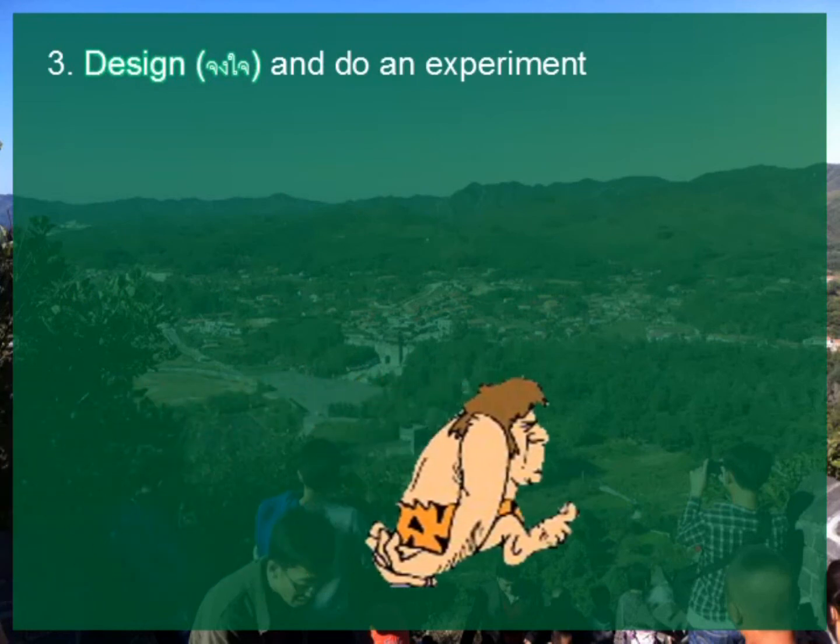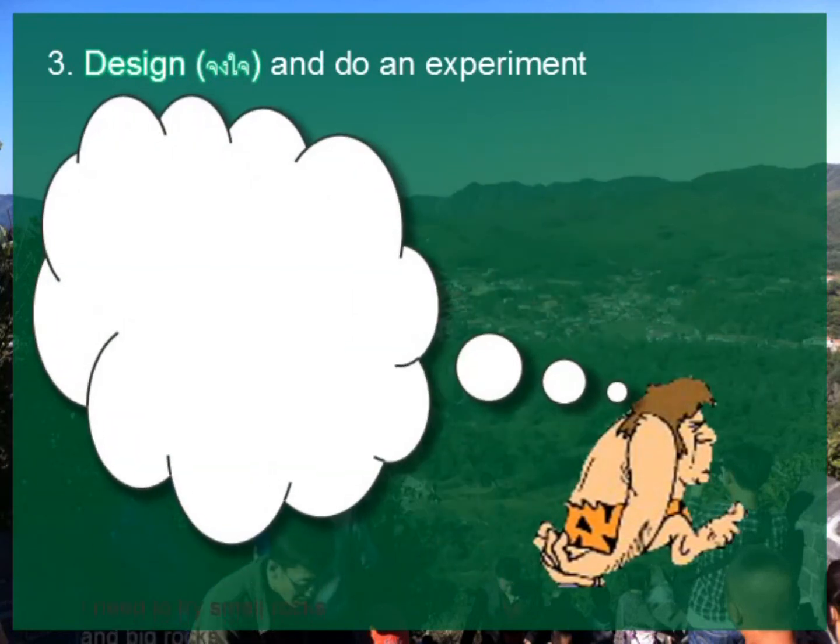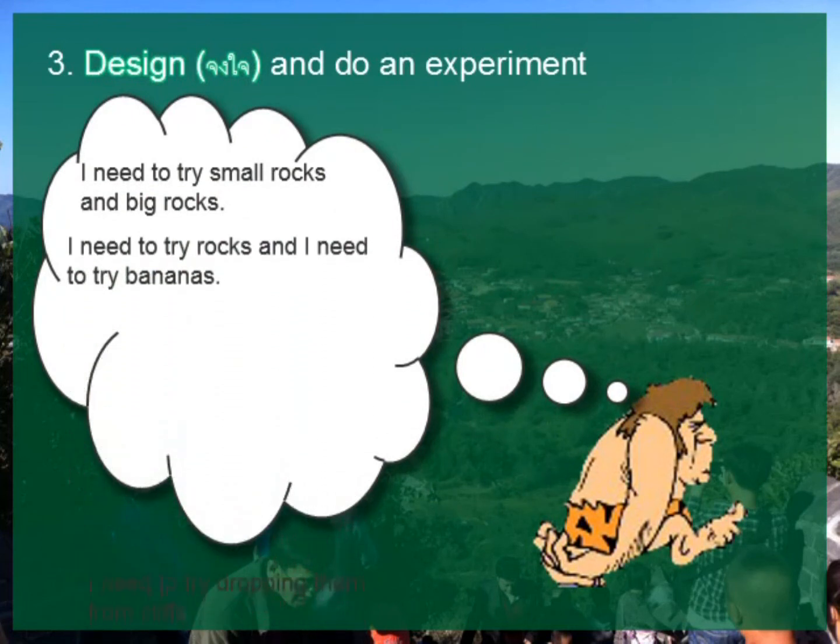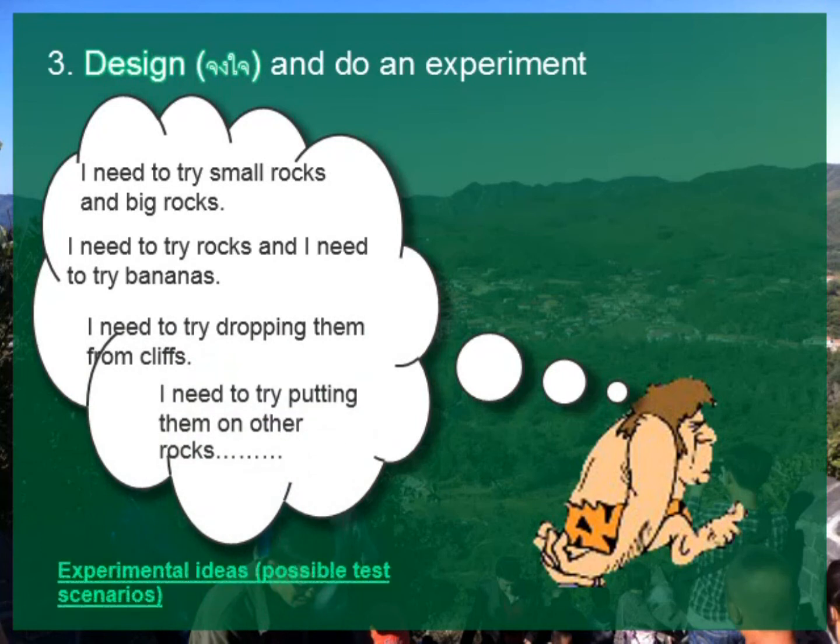So looking again at our caveman, very simple for him. I need to try big rocks and small rocks. I need to try rocks and bananas. I need to try dropping them from cliffs. I need to try putting them on other rocks. These are possible tests that he was thinking about doing or went on to do.